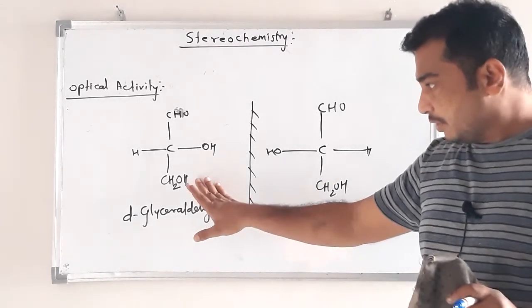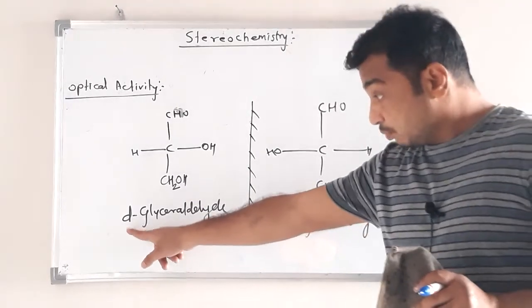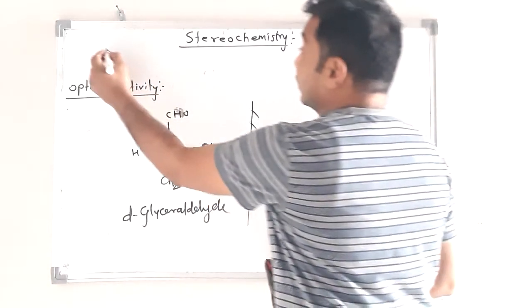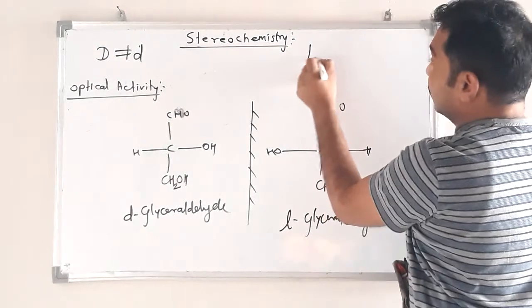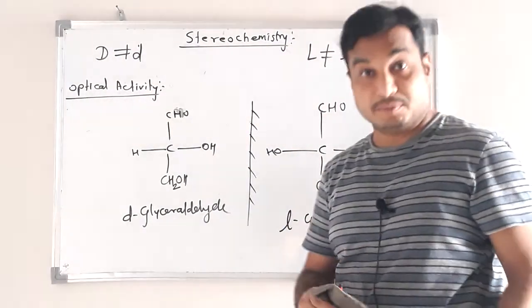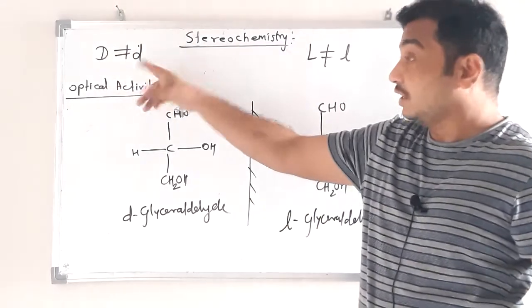Capital D and capital L are not the same as small d and small l. Always remember, small d is not equal to capital D, and capital L is not equal to small l. Capital D has a different meaning, and small d has a different meaning.